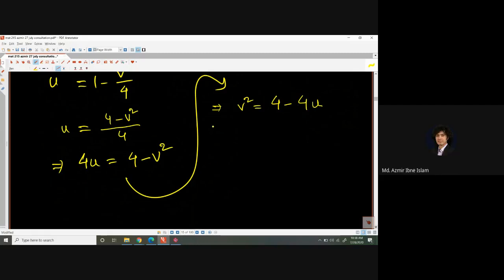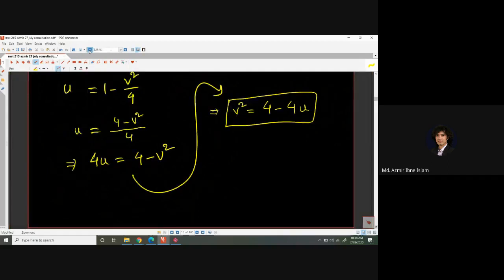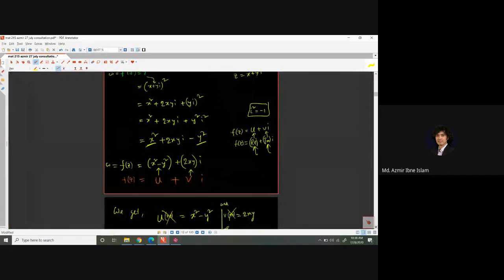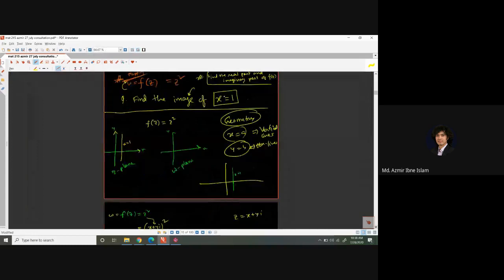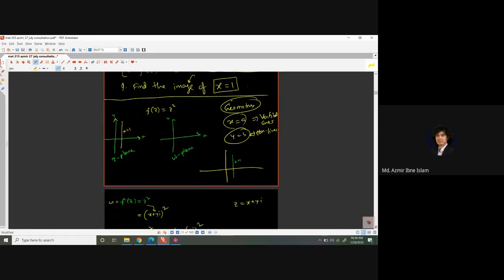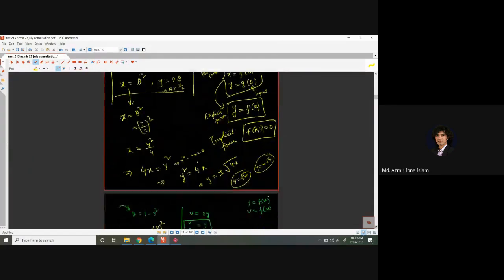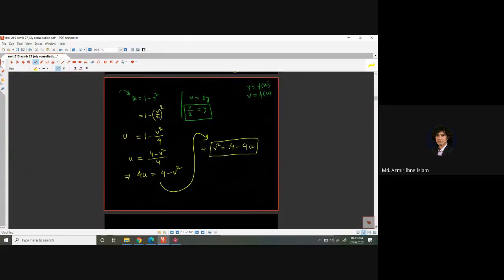Yes, sir. Yeah. So finally, we have found the mapping. That means, have a look at the given question. What will be the image of x equal to 1 under the function f of z equal to z squared? What will be the image of x equal to 1? So already we have the result: v squared equal to 4 negative 4u. You can keep the value as u and v.